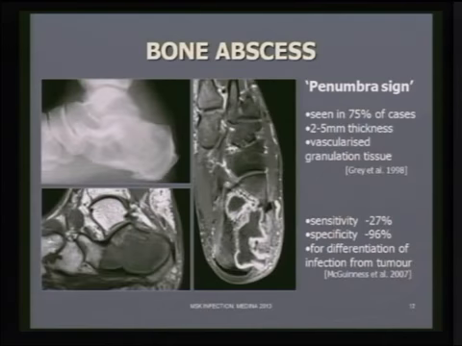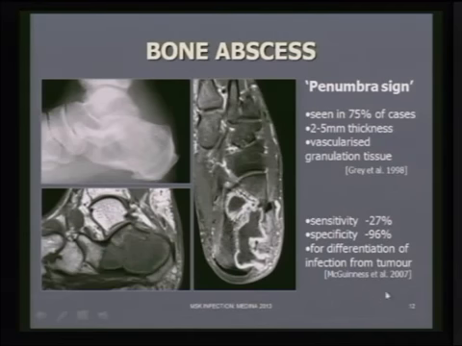When we give contrast, as we have in this case in the heel, we would expect it to enhance strongly. It can be from between 2 to 5 millimeters in thickness, and in this study, which described it initially in 1998, it was seen in about 75% of cases and histologically represents a vascularized granulation tissue within the abscess wall, and the non-enhancing area representing the pus formation within the abscess.